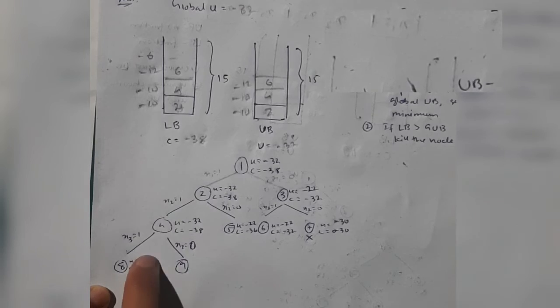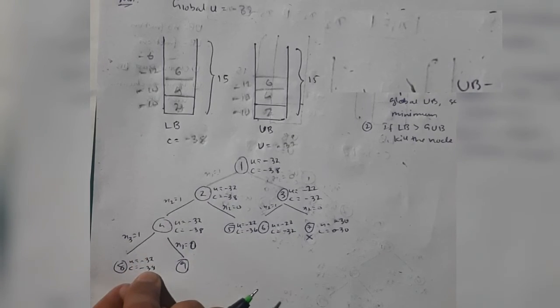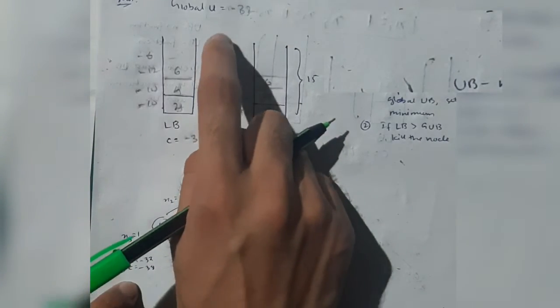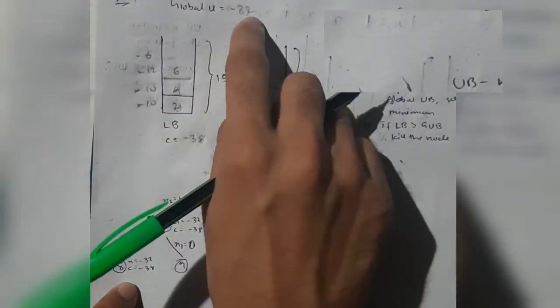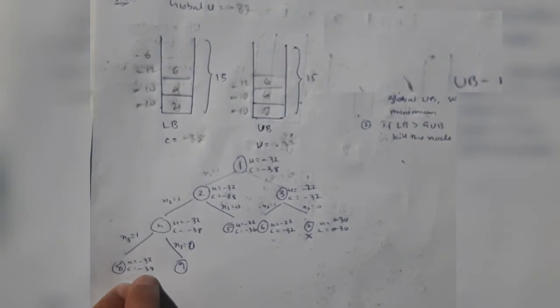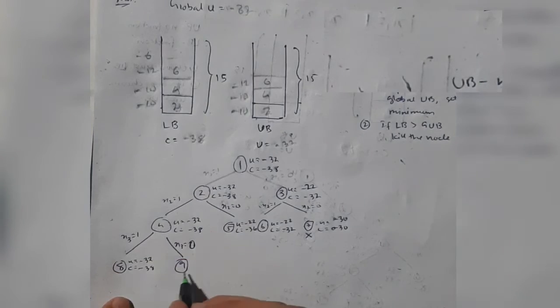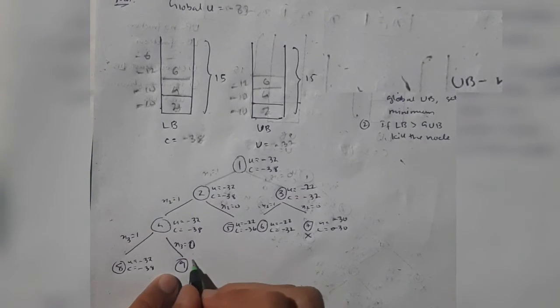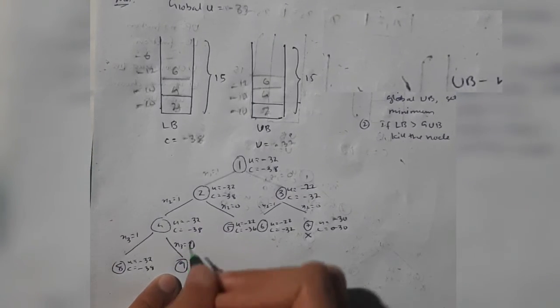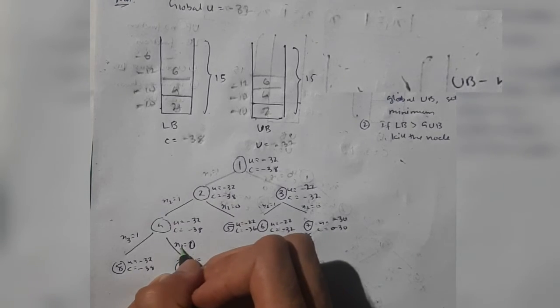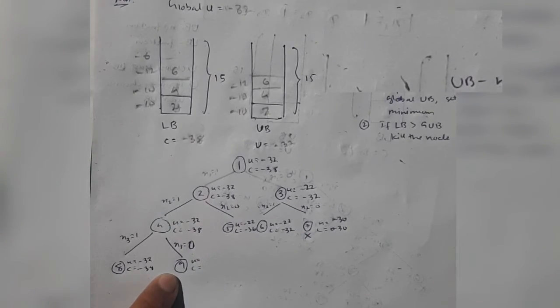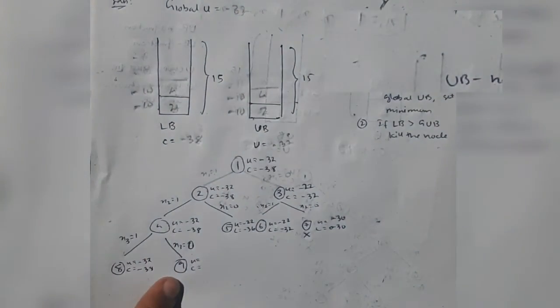Now minus 32 and minus 38, let's check if it's a valid node or not. Here U is minus 32, that's the same as this, and C is lesser than this one, so it's a valid node. And here what will we get for U and C? If we exclude the third node, that means you have to include the fourth node. Fourth node is 9. Okay, excluding the third node and including the fourth node.